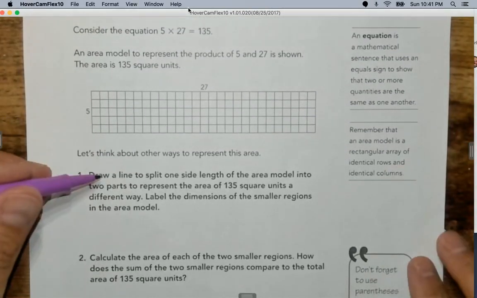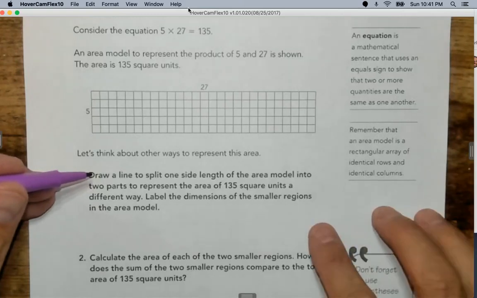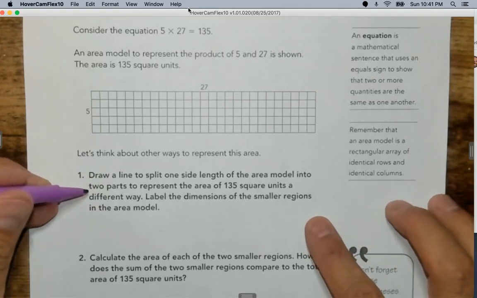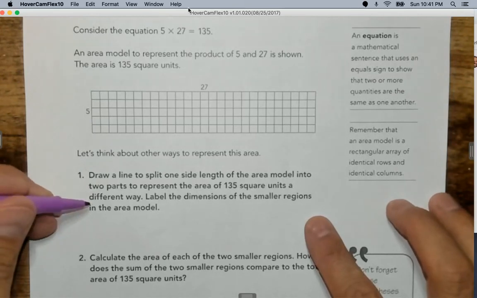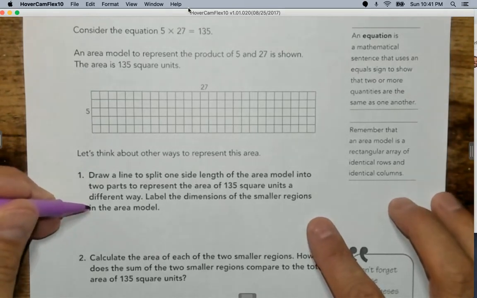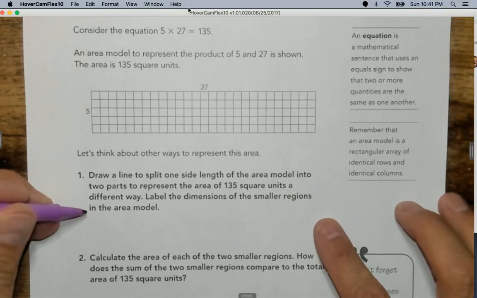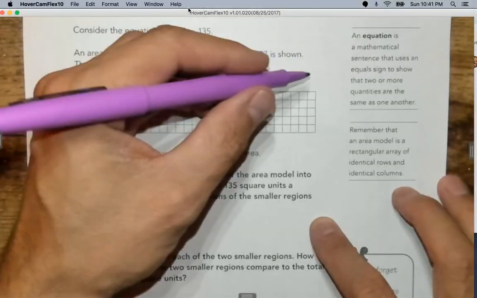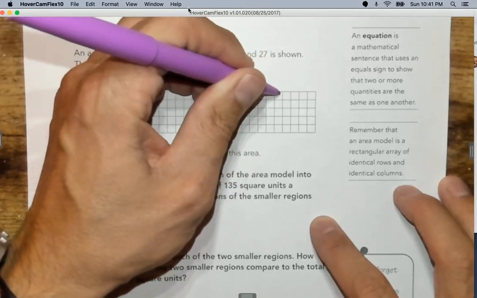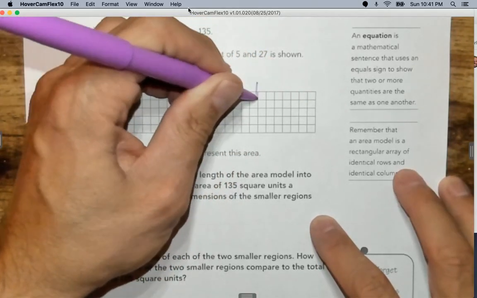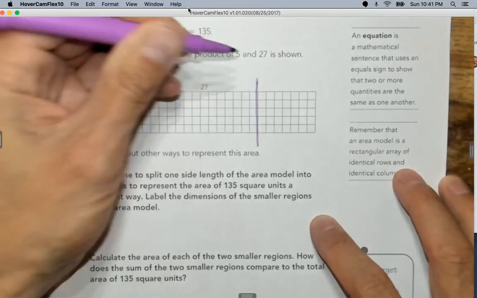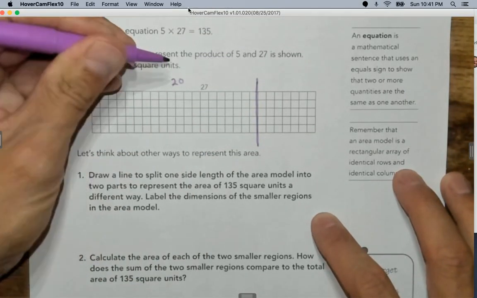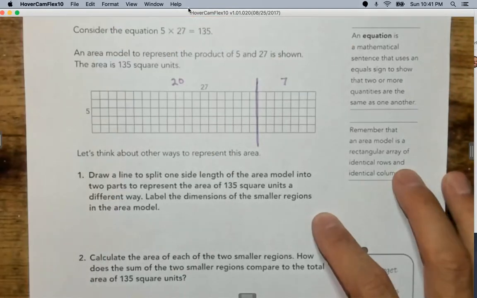Draw a line to split one side length of the area model into two parts to represent the area of 135 square units a different way. Label the dimensions of the smaller regions in the area model. And so we showed splitting this area model up like this in class. And we showed how this side would be 20 and this part of it would be 7.